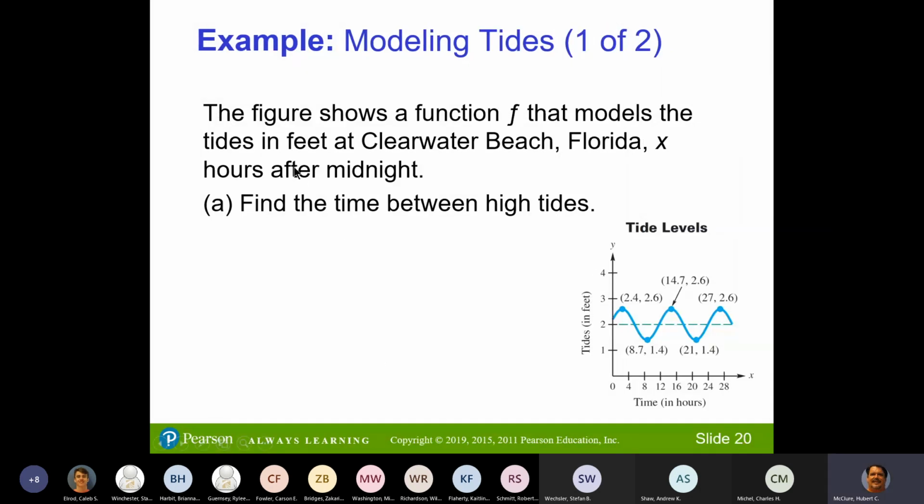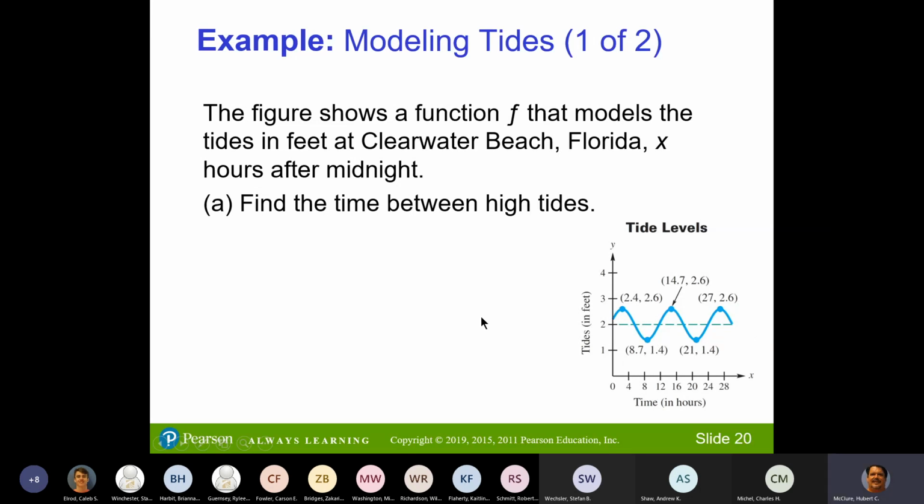Okay, the figure shows a function f that models the tide in feet at Clearwater Beach, Florida, x hours after midnight. So the tide's between 2 and 3 feet at about 4 o'clock in the morning, about 8 o'clock in the morning, and it looks like it's lower and higher, lower and higher, and so on.